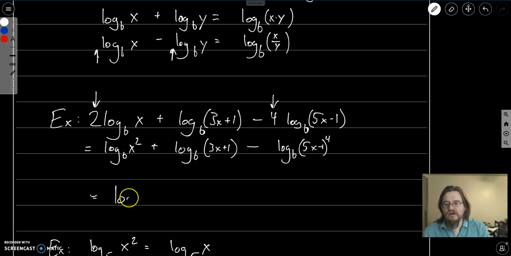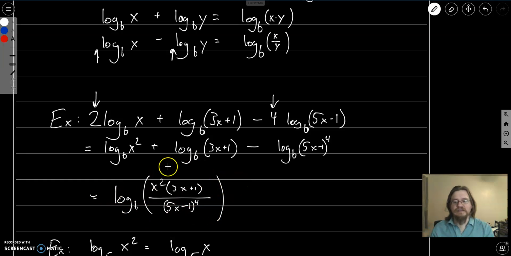This is going to be the log base b of, so we've got x squared times 3x plus 1 all over 5x minus 1 to the 4th power. This is just a gigantic logarithm, but it's something that we could deal with, and we've turned it into one logarithm.